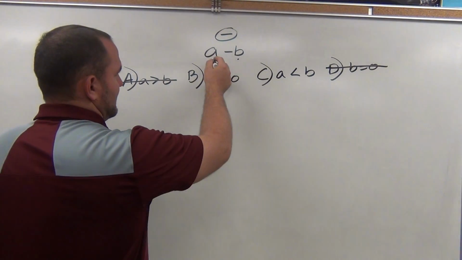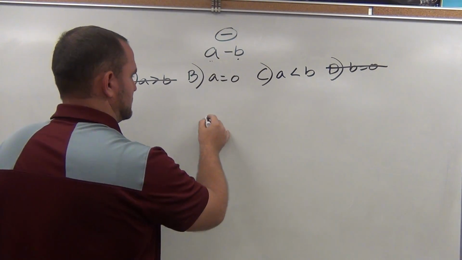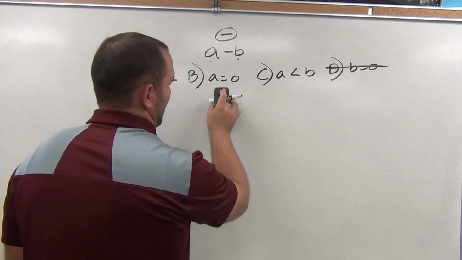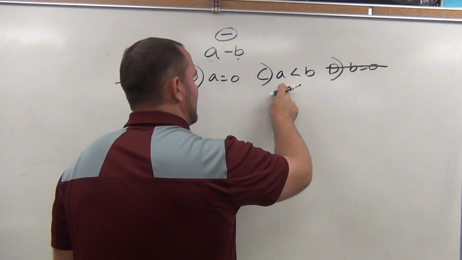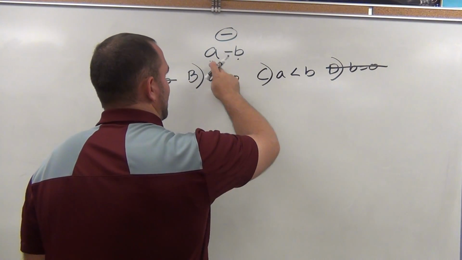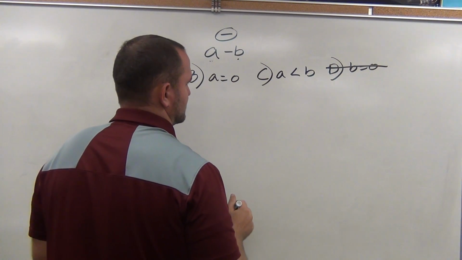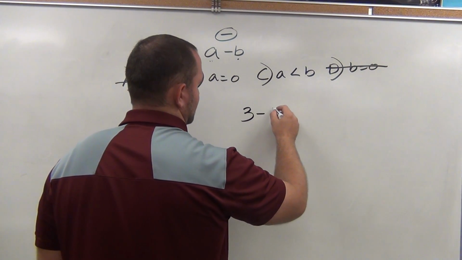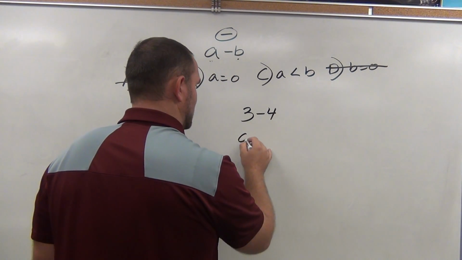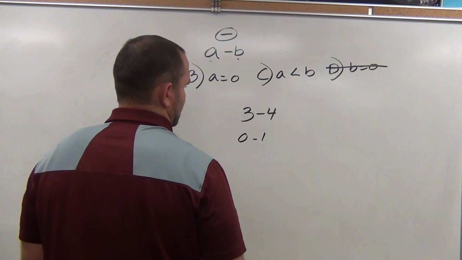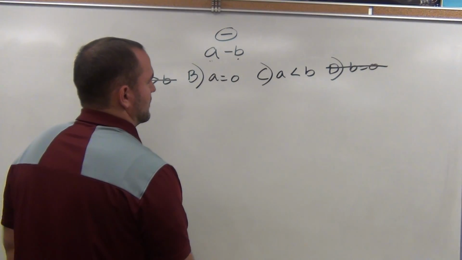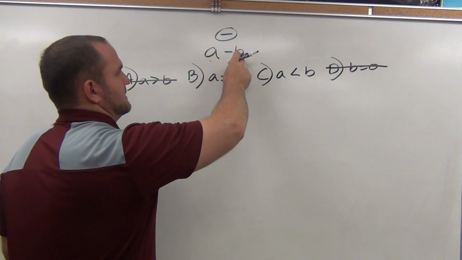So if A is 0, any number I put right here will make it negative. Okay? So that one might be it. A is less than B. So anytime A has to be less than B. So let's look at this here. Let's go 3 minus 4, 0 minus 1. Okay? Anytime these numbers are going to be, this number is going to be less than this number.